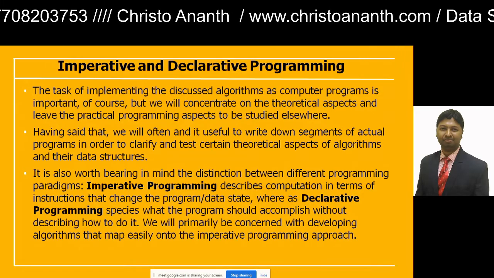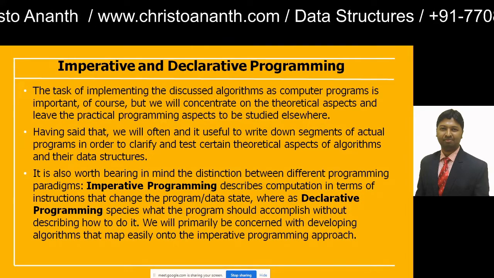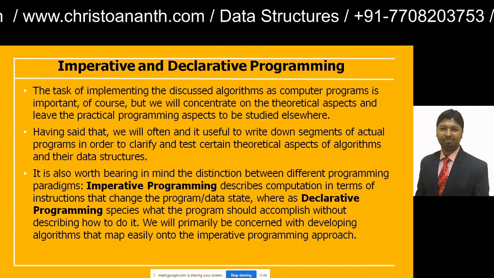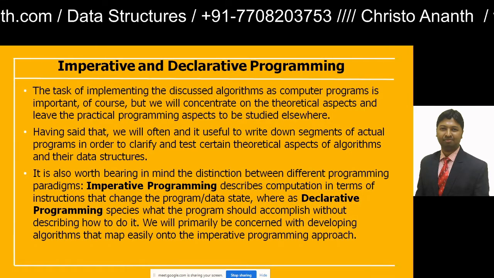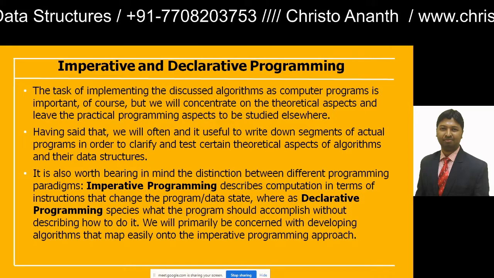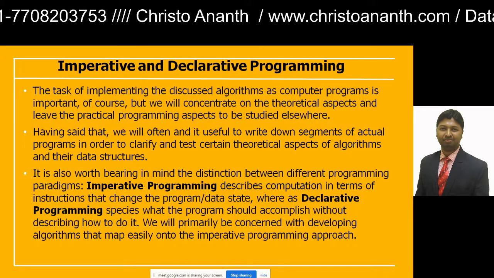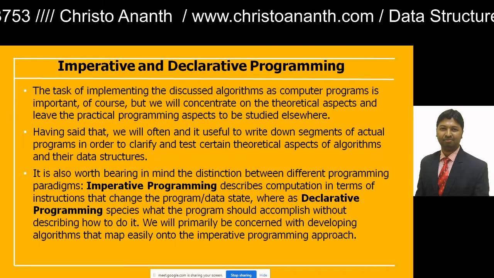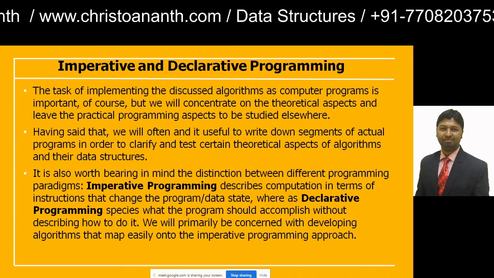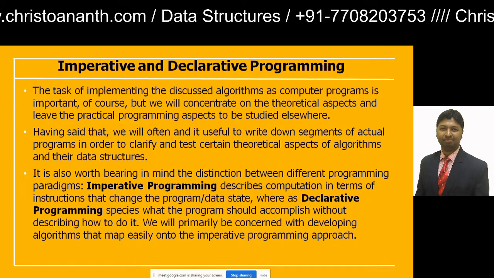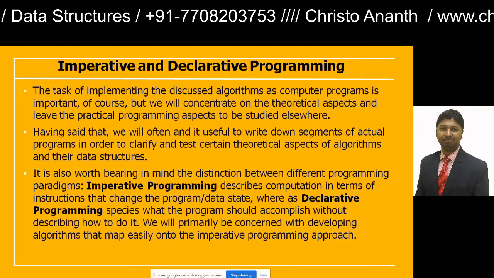Right. So in the case of imperative programming, it is nothing but computation in terms of instructions, which is going to change the program state or maybe the data state. Whereas in the case of declarative programming, it is going to specify what the program should achieve without describing how to do it. So we are going to focus on the objective, the final result, but how we have to do it, nobody knows in the case of declarative programming.